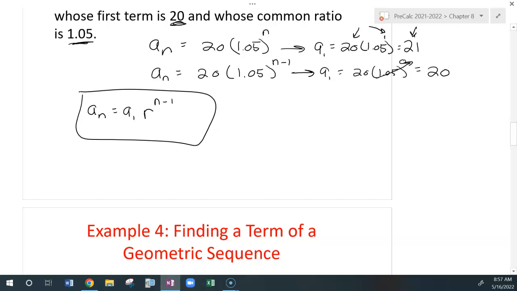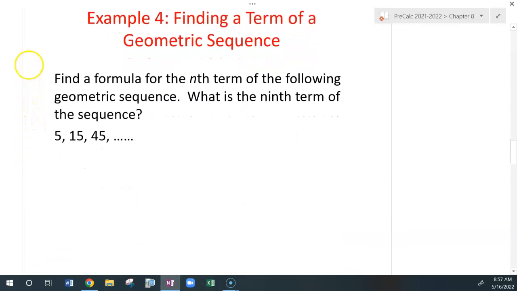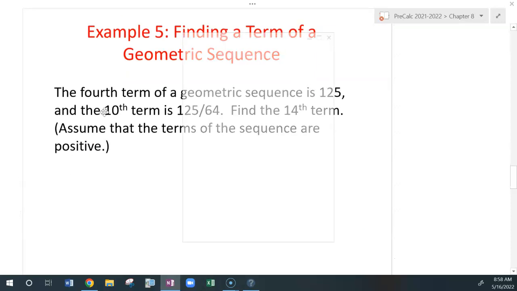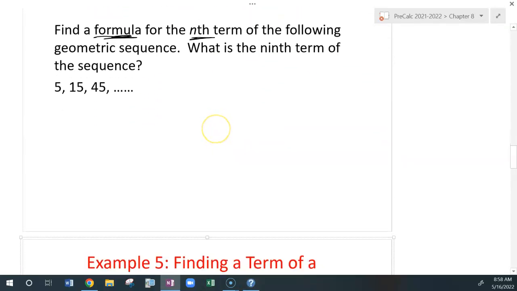If you do it that way, then every time you'll get the correct numbers for your terms. All right, so now we're going to find a term of the geometric sequence. We want the formula for the nth term of the following geometric sequence. So we have 5, 15, 45. So let's figure out what the common ratio is going to be.